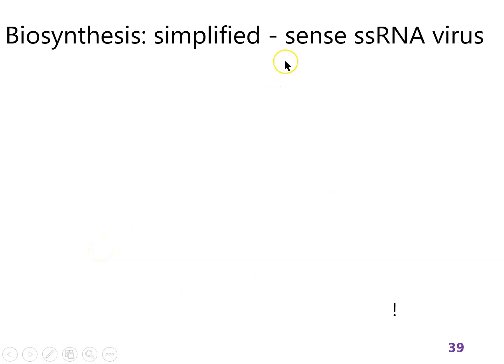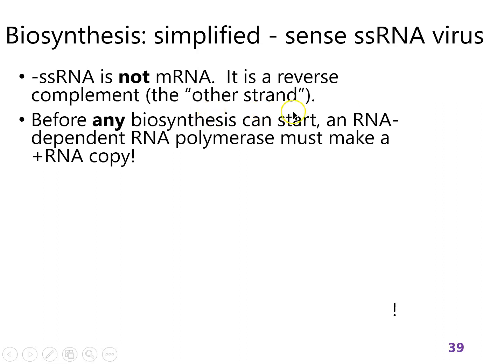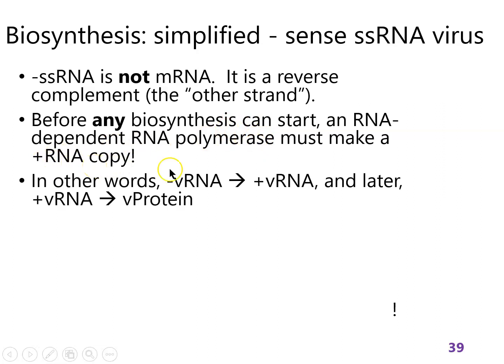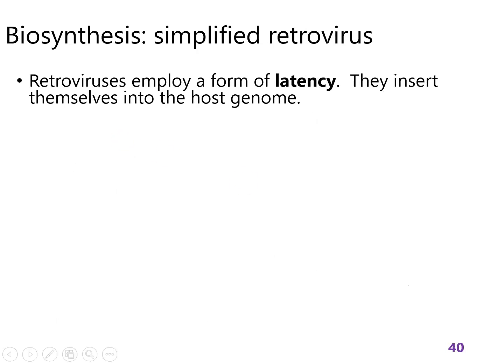But for a negative-sense RNA virus, that can't happen because the genome is not messenger RNA, so no translation is going to happen at first. The first thing that has to happen is it needs to use the RNA-dependent RNA polymerase it brought in the virion to make a positive sense RNA copy. So it needs to do this first, and then the cell can start making proteins based on this positive sense viral RNA strand. Okay?